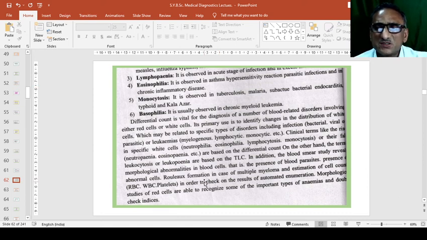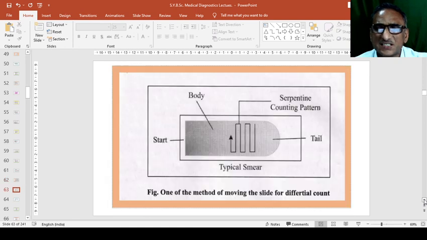So this may cause bacterial infection, viral infection, or diseases like leukemia, typhoid, then influenza, and likewise other diseases which cause a change in the cells, or change in the percentage of the blood cells.